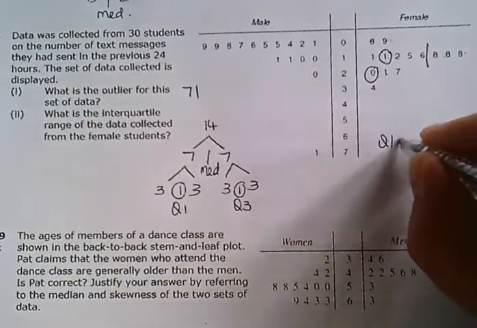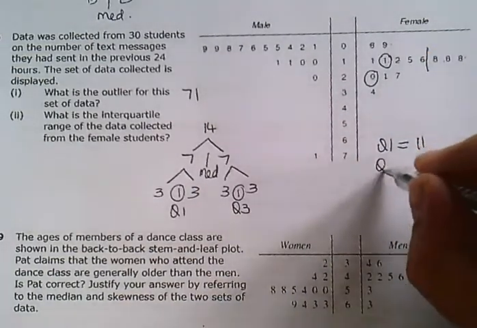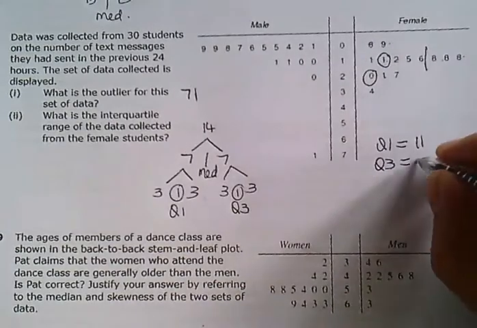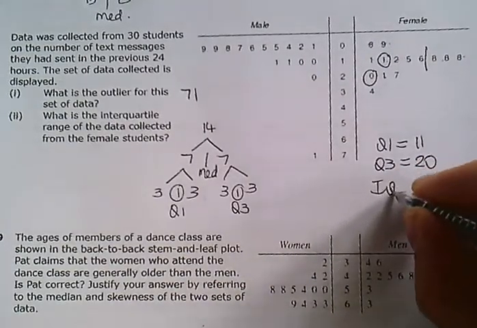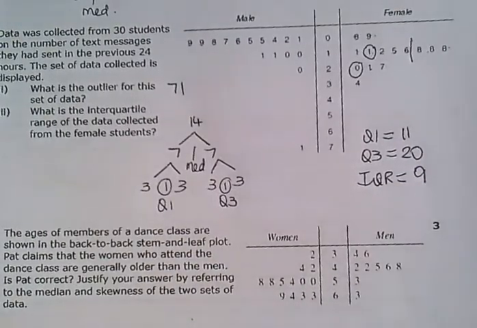So Q1 for the females is what? No, it's 11. Q3 is 20. The interquartile range is 20 minus 11, which is 9. Look, I want to do the males as well because they're backwards. And you've got to be careful when going backwards.